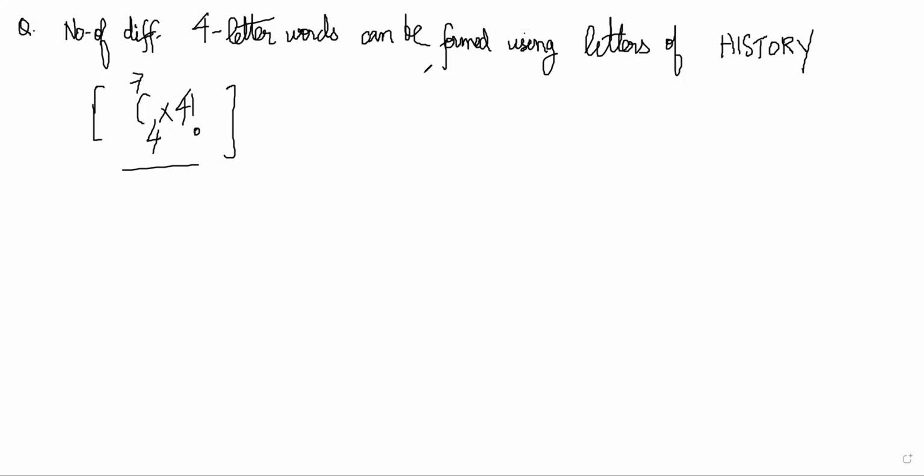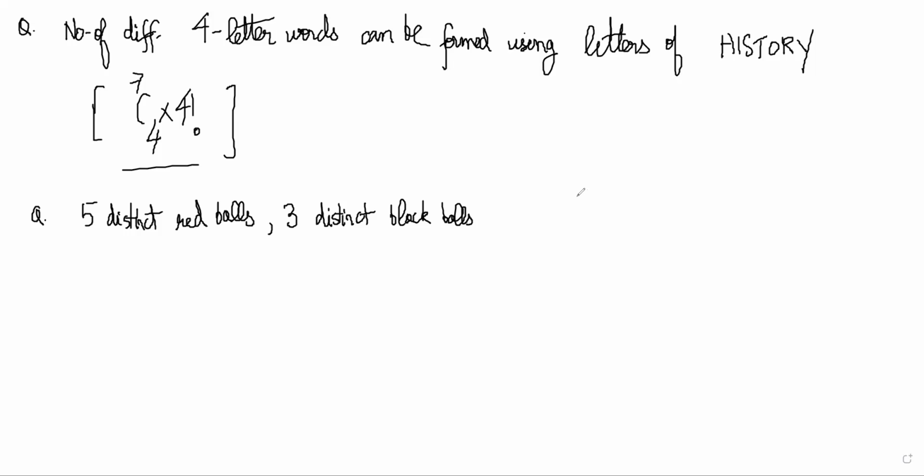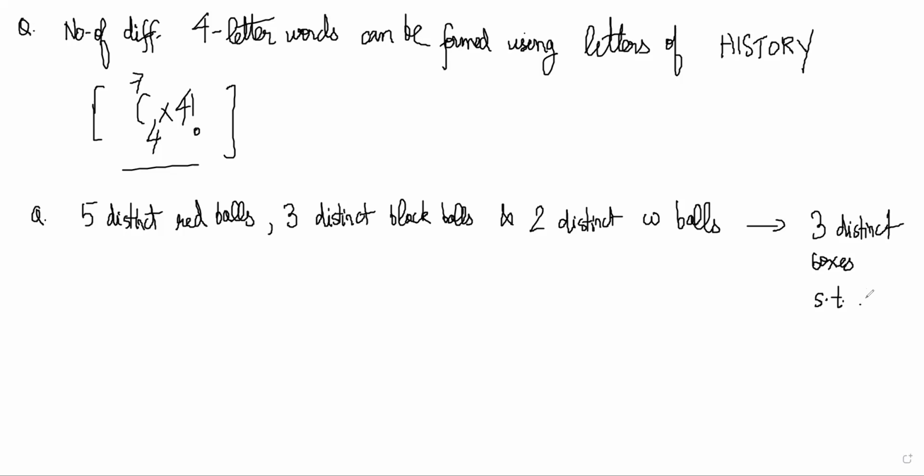For example, you have five distinct red balls, three distinct black balls, and two distinct white balls, which have to be placed in three distinct boxes, such that each box contains only one ball.